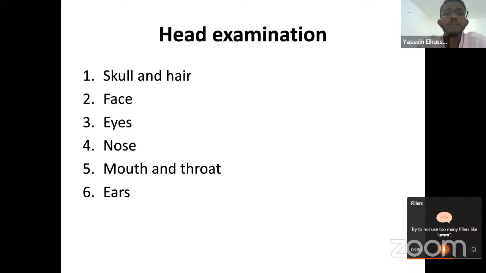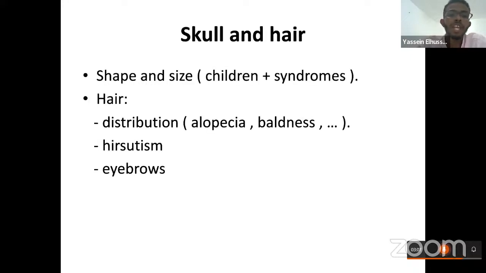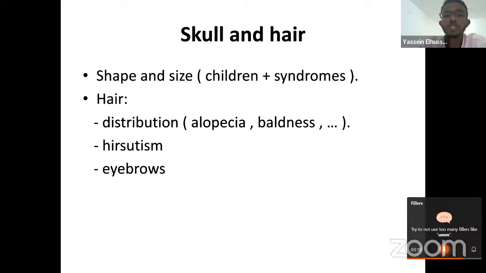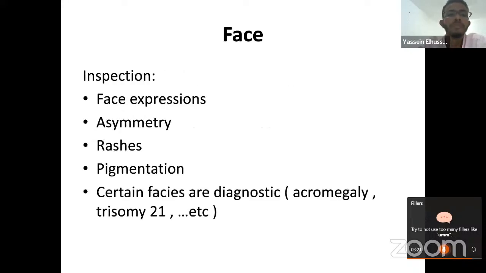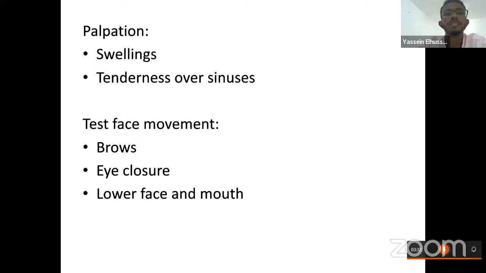So speaking about head examination, that includes skull and hair examination, face examination, eyes, nose, mouth, throat, and ears examination. Skull, you have to inspect for the shape and size, to help diagnose some syndromes in children and some neurological conditions. Here you have to look for the hair distribution, hirsutism with eyebrows, and face inspection for facial expressions, asymmetry, any rashes, pigmentation, and certain diagnostic faces like acromegaly, trisomy, and thalassemia faces and so on.